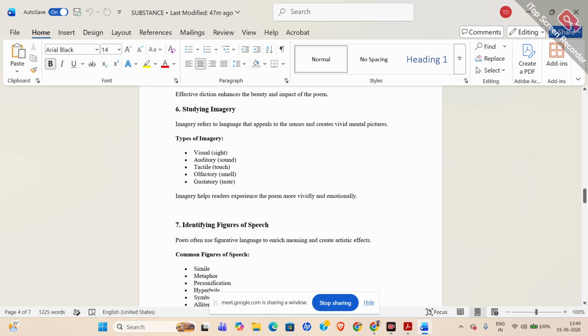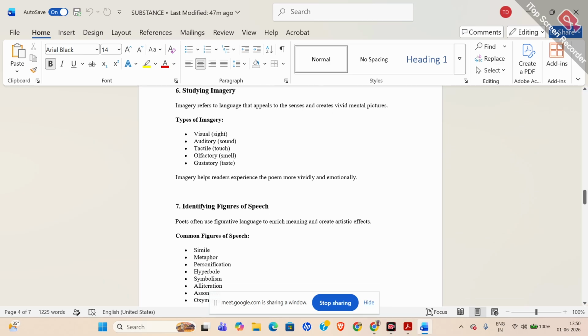Studying imagery. Imagery refers to language that appeals to the senses and creates vivid mental pictures. So mental pictures of those are called imageries. How many kinds of imagery can there be? Visual imagery, sight; auditory, sound; tactile, touch; olfactory, smell; gustatory, taste. So imagery helps readers experience the poem more vividly and emotionally.